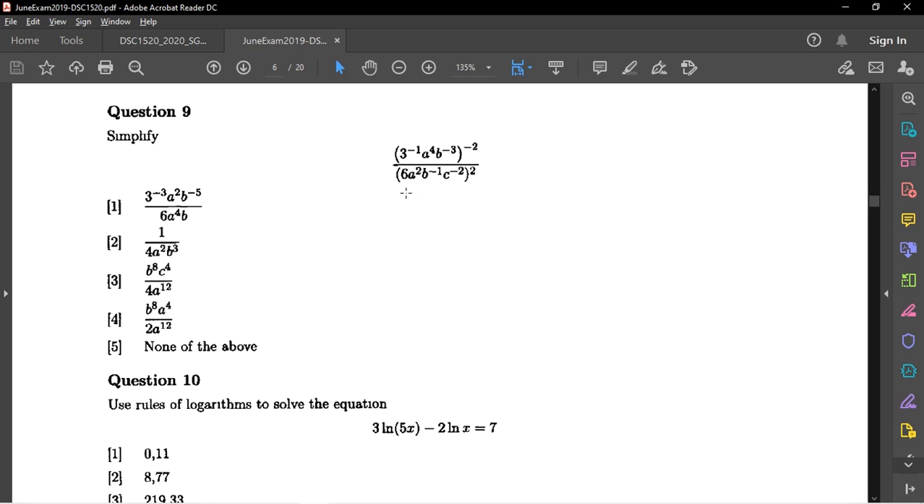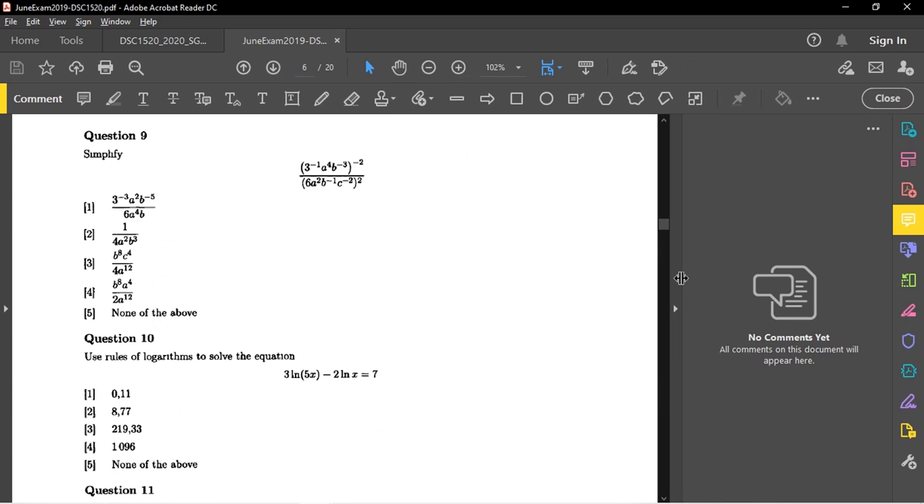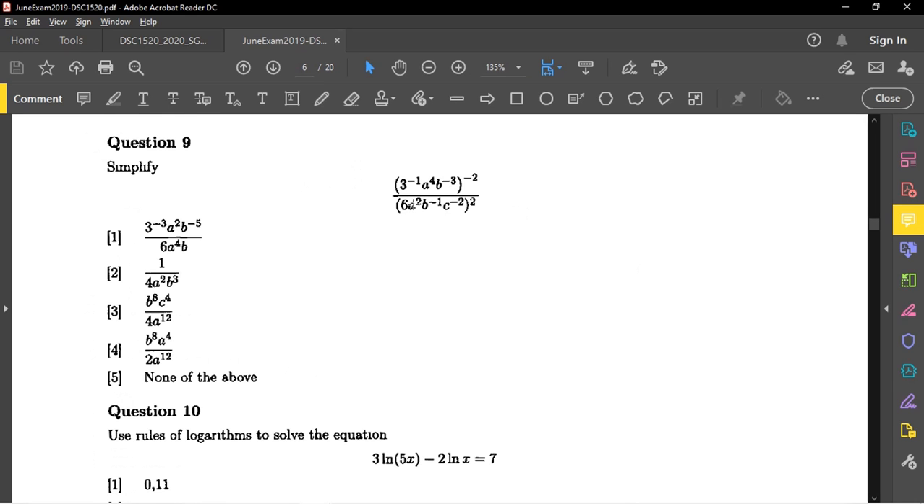Okay, so first of all, I'll basically simplify the bottom. You can probably multiply that with itself, obviously, to remove the exponent. I think let me do this.